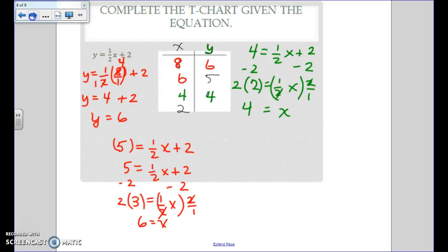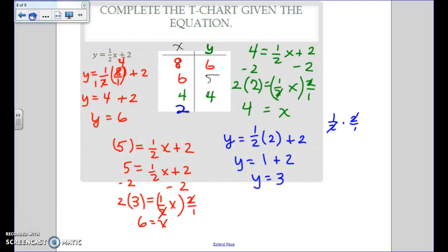Finally, again I have an x value and I need to find the y value. So y equals 1/2 times 2 plus 2. And I really should think of this 1/2 times 2 as 1/2 times 2 over 1, so I can see that that would just be a 1. When I multiply inverses, I get a result of 1. And so y equals 3. And you can see it follows a pattern, 8, 6, 4, 2 and 6, 5, 4, 3. So this would be a linear model.